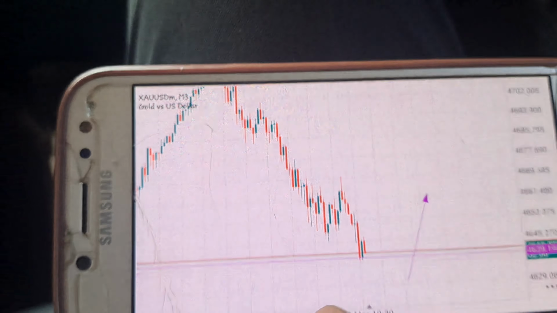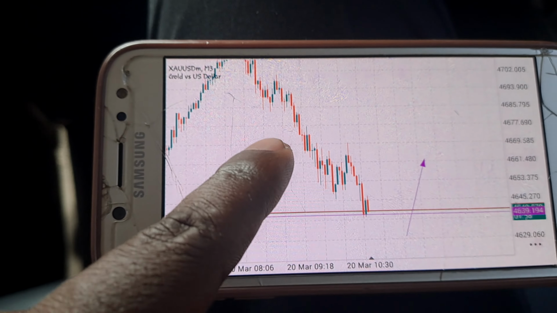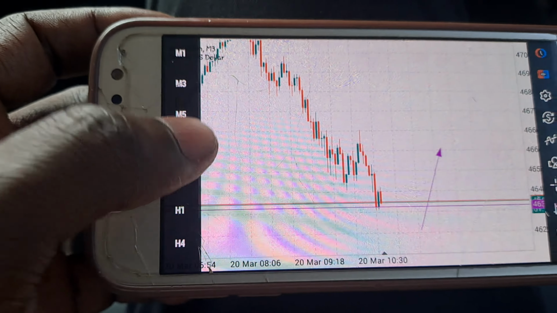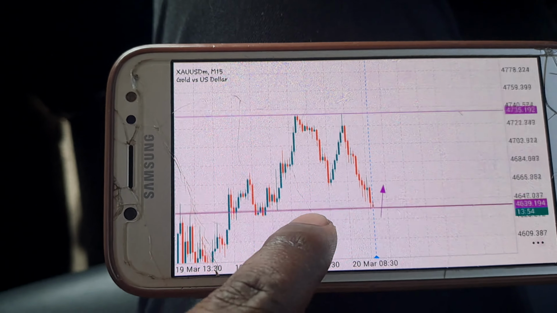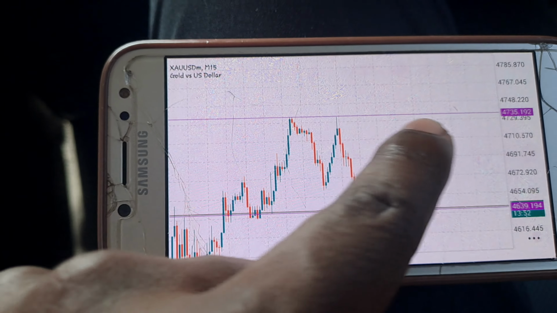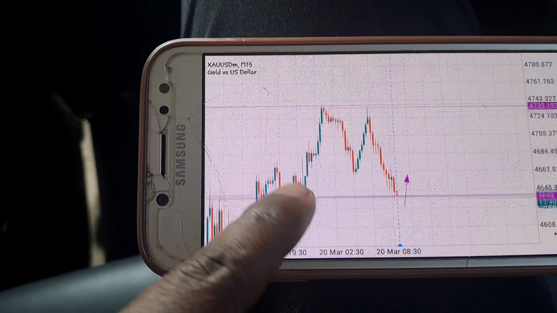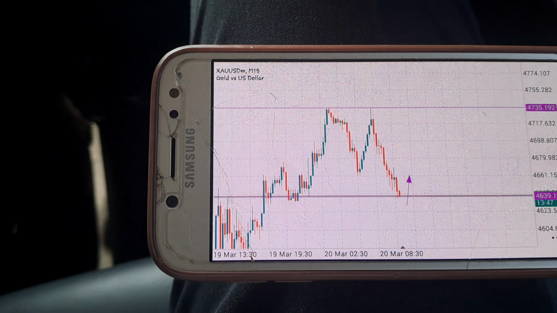So with that being said, let us wait for the confirmation. If price gives us a confirmation at this zone, we are definitely going to buy, targeting the 15-minute high, this high, the one I've marked. So let's see how this plays out. Without confirmation, we don't enter.